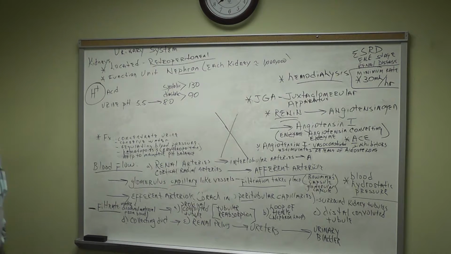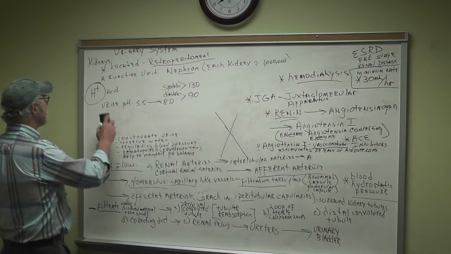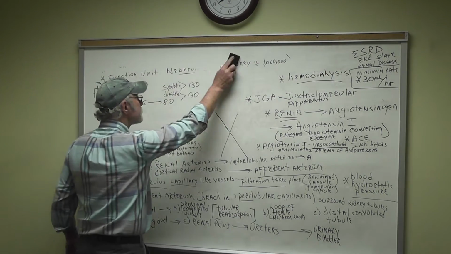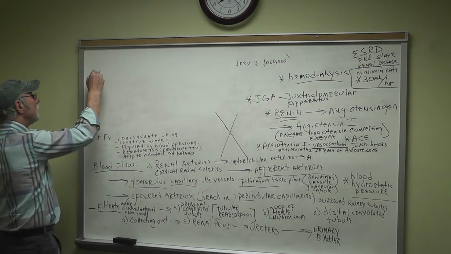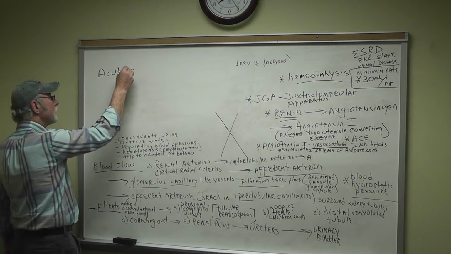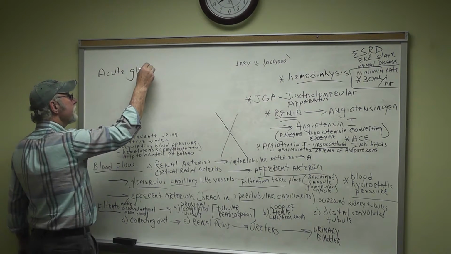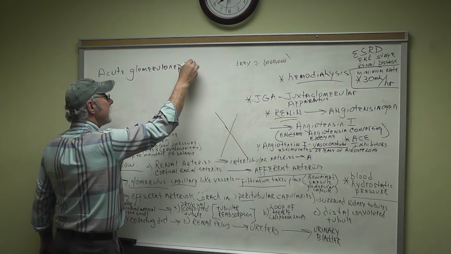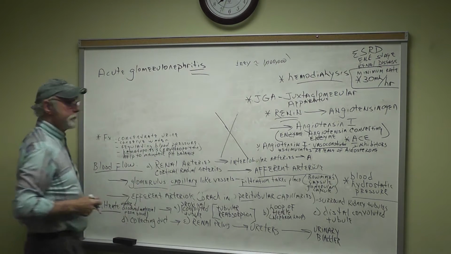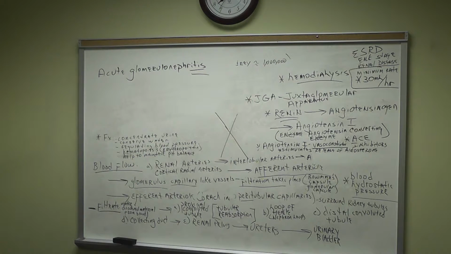Can a kidney heal? Sure, depending upon what's wrong with it. Like there's a very nasty circumstance called acute glomerulonephritis. And as the name suggests, you know what that itis means. The itis suffix means inflammation of.